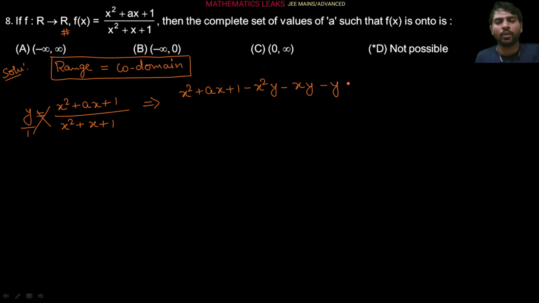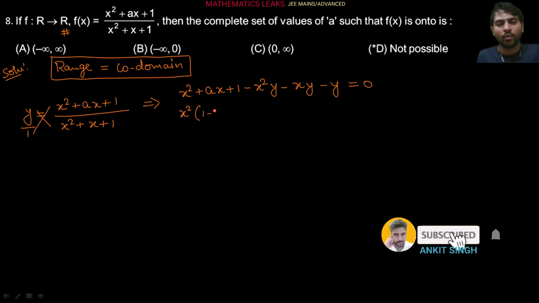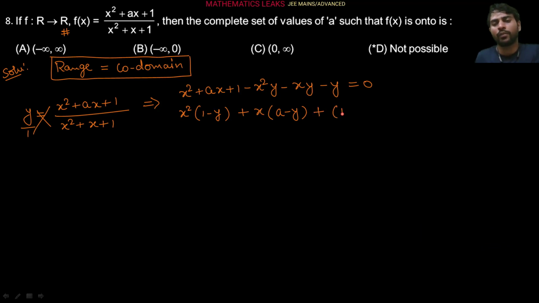This must be equal to 0 here, right? So writing all the x square terms together, we can write 1 minus y, plus all the x terms together, so a minus y, plus 1 minus y. This must be equal to 0. So this is a quadratic. This quadratic must have real roots, which means the discriminant must be greater than or equal to 0.